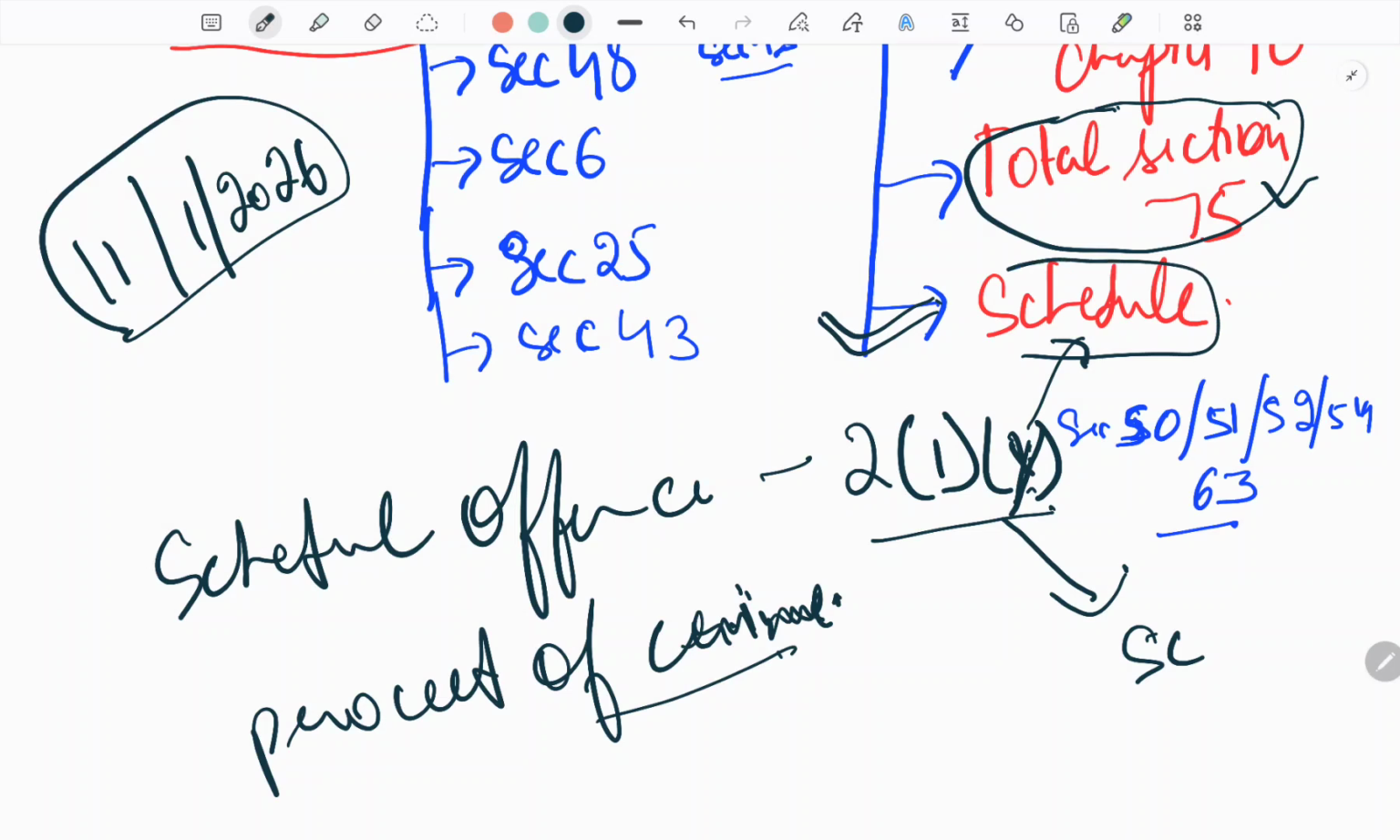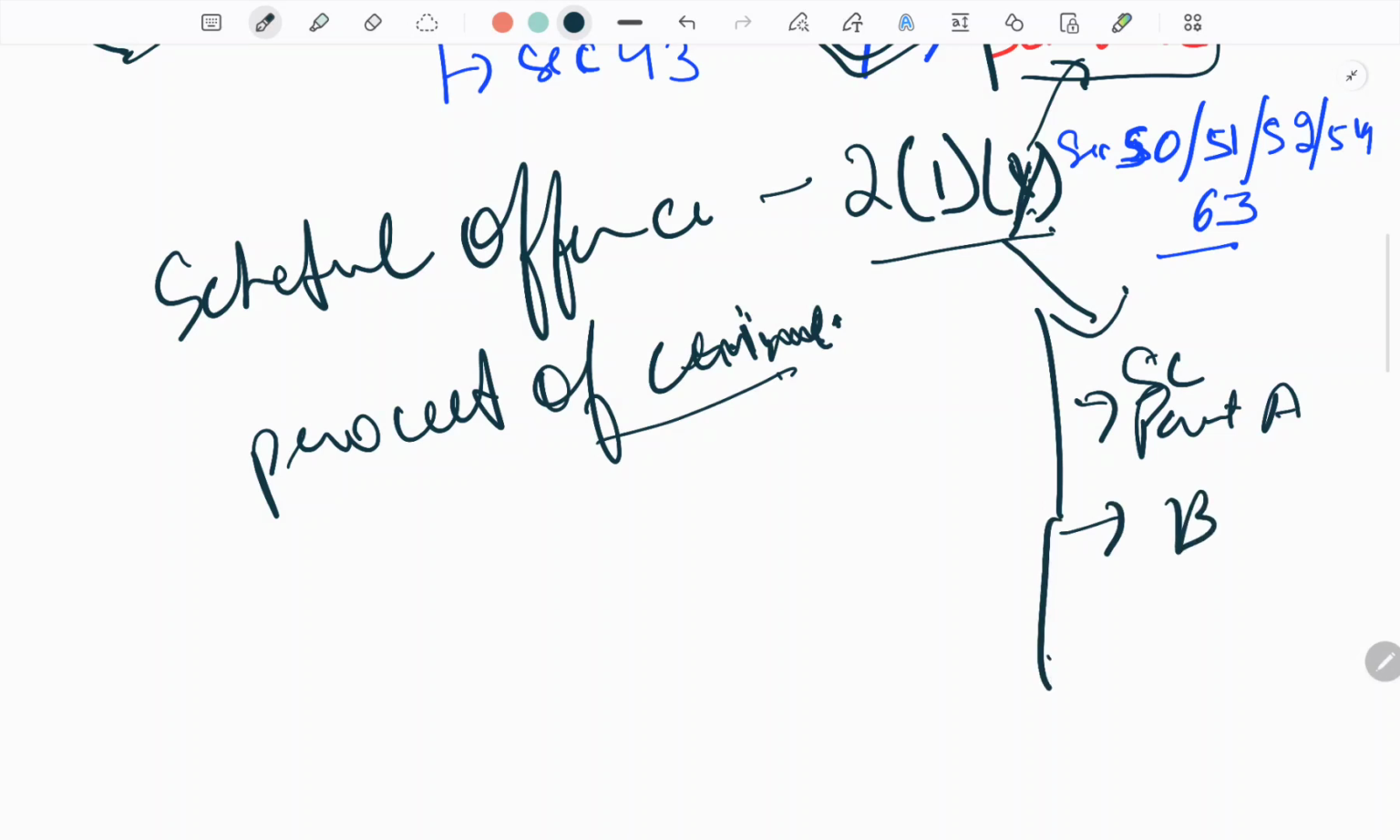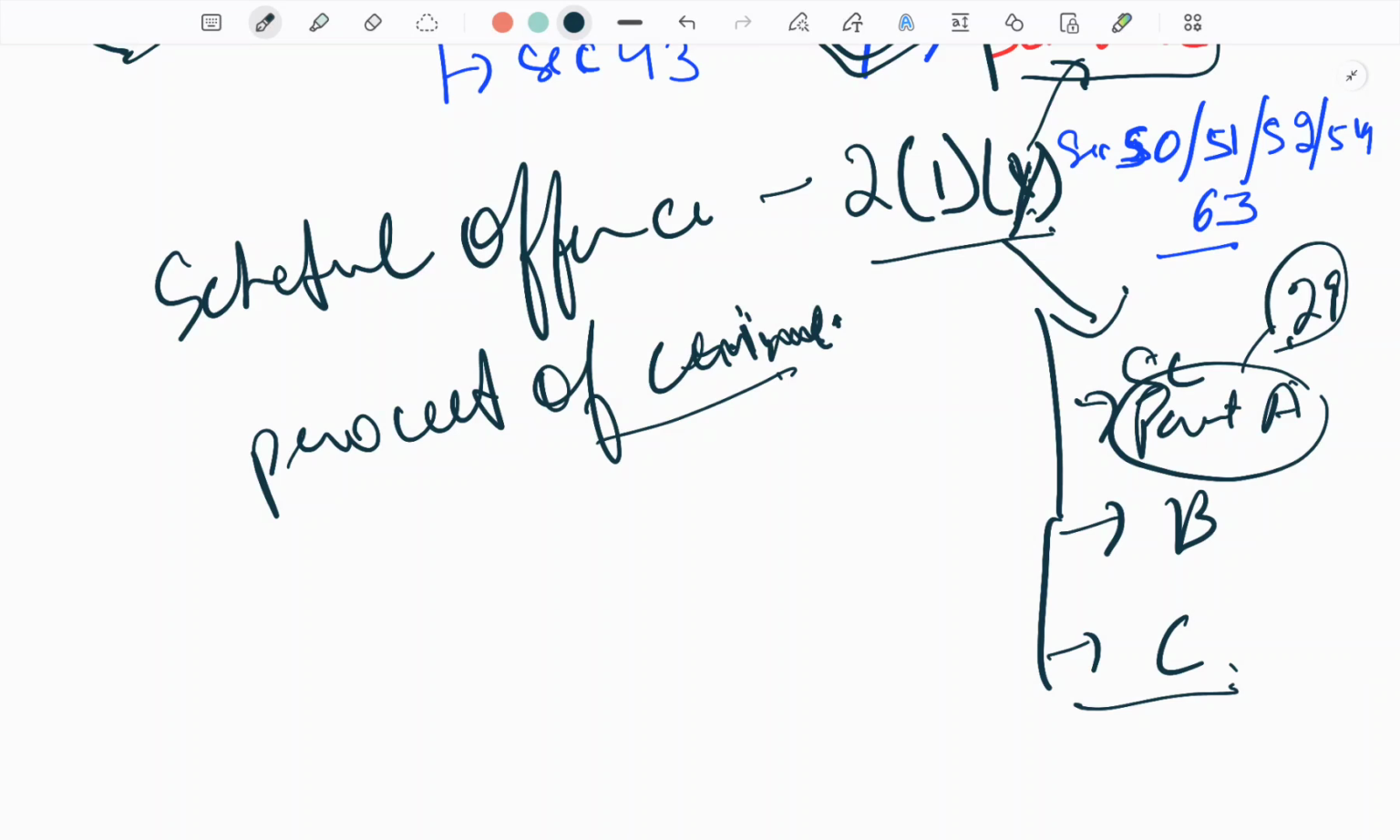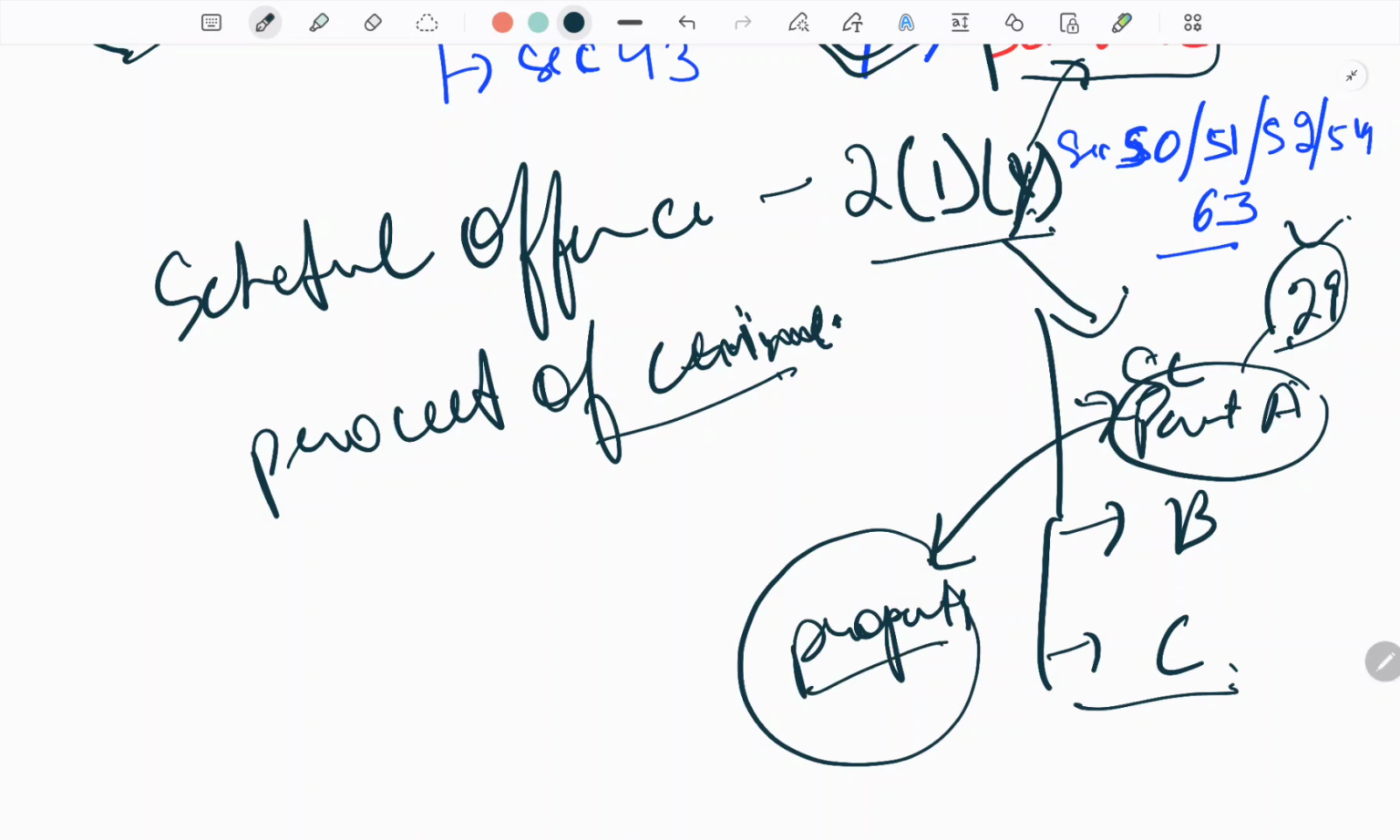If you go through the schedule, there are three parts: Part A, Part B, Part C. Part A covers 29 acts. Total 29 paragraphs are covered under Part A. It means it has mentioned 29 acts. If a person has committed any offense under these 29 acts and has acquired some property through such illegal activities, that property may be considered as property for PMLA.